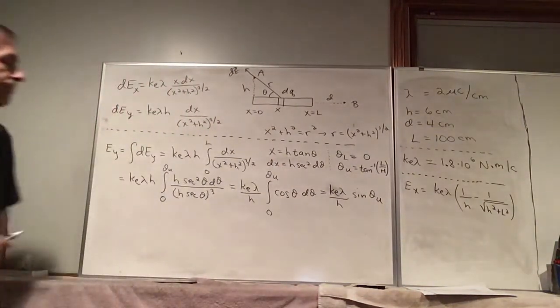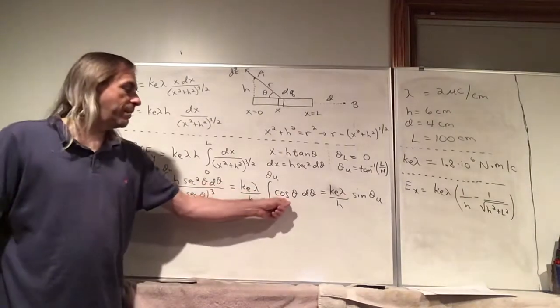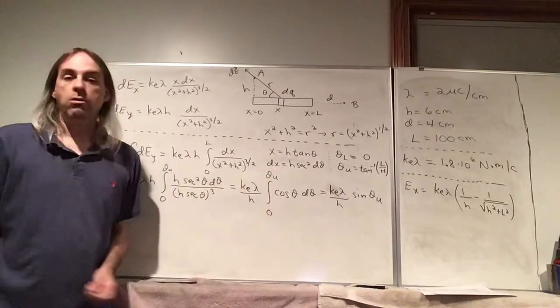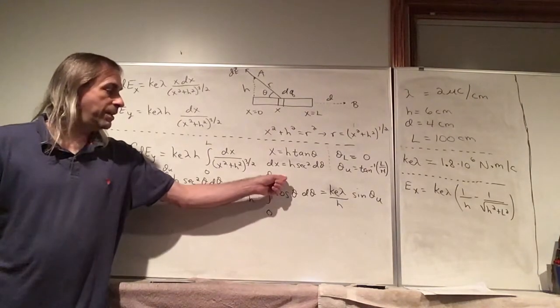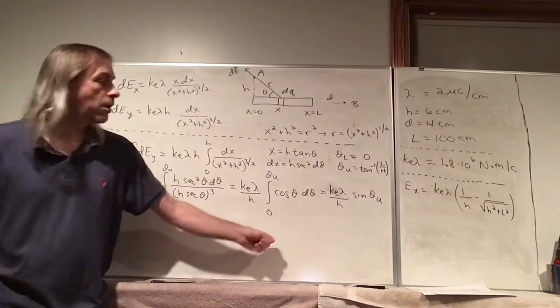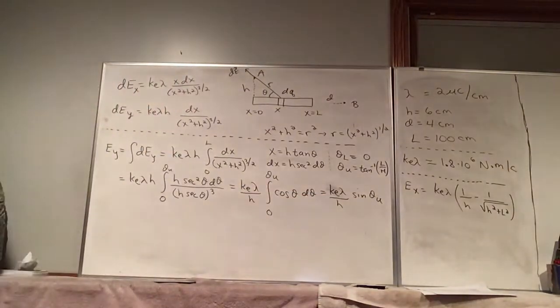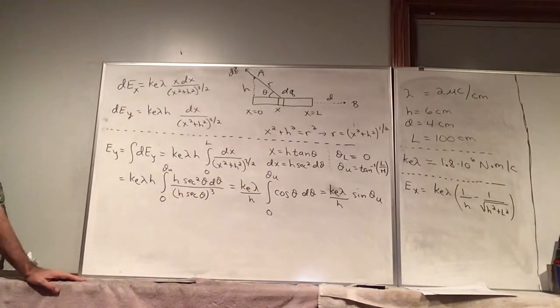So we have the integral of sine of theta evaluated between 0 and this upper limit. And so we have sine of theta u minus sine of 0, which is 0. So we can just write it that way. Okay. And then we have to find sine of theta u, this upper theta.